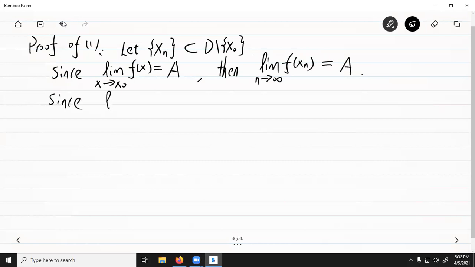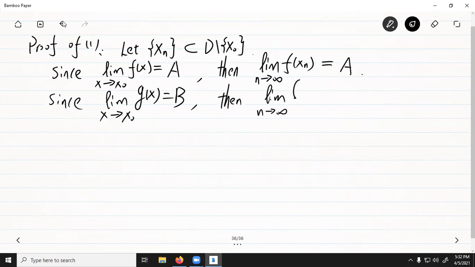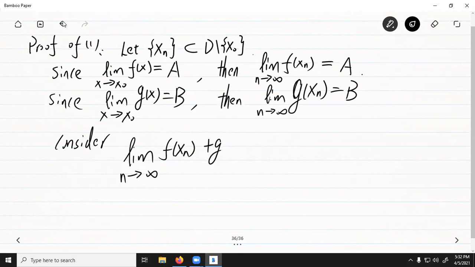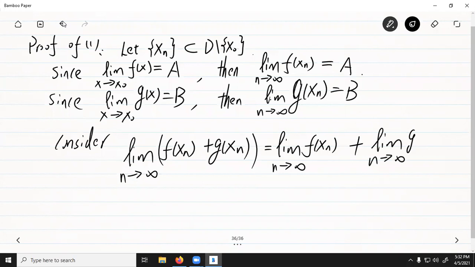Since the limit as x approaches x0 of g of x is equal to b, then the limit as n approaches infinity of g of xn is equal to b. So now let's consider the limit as n approaches infinity of f of xn plus g of xn. This is our aim, right? If we can show this limit is equal to a plus b, then we're done. So it's equal to the limit of f of xn plus the limit of g of xn, the two sequences. And we know this one is equal to a and this one is equal to b. So we're done. Right.